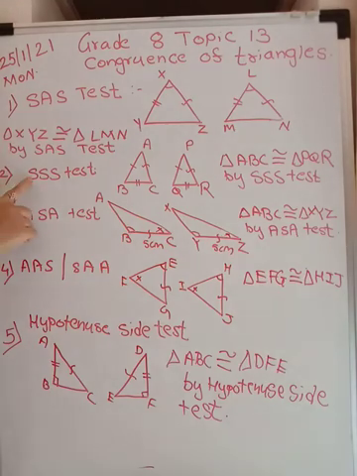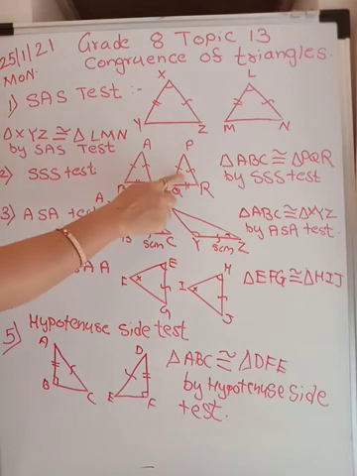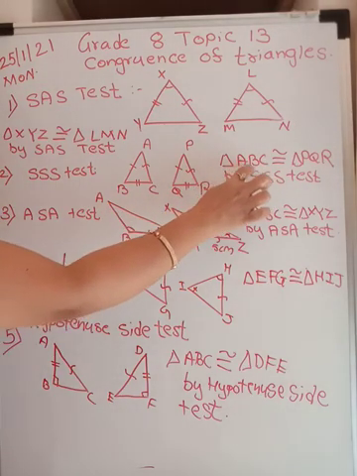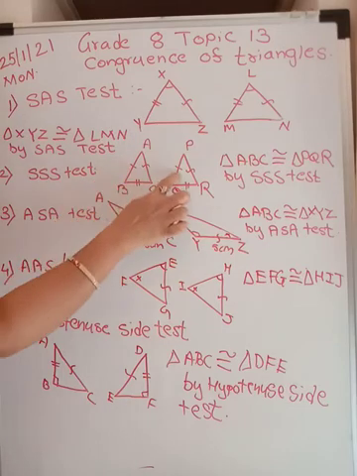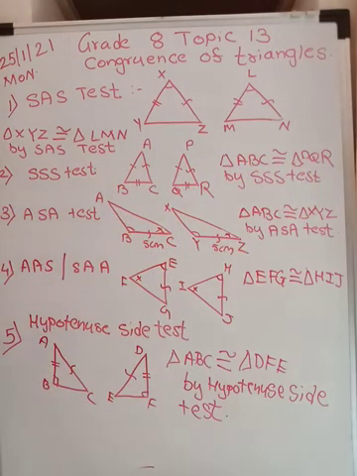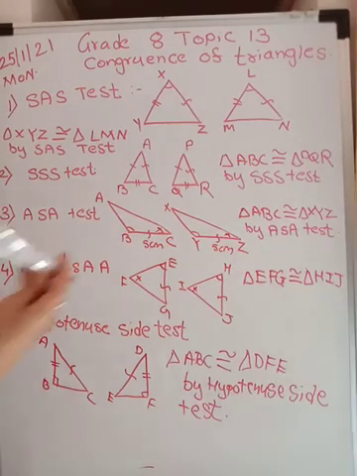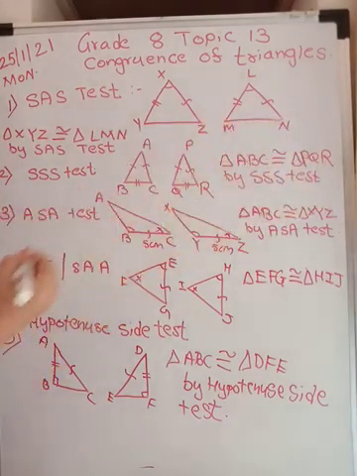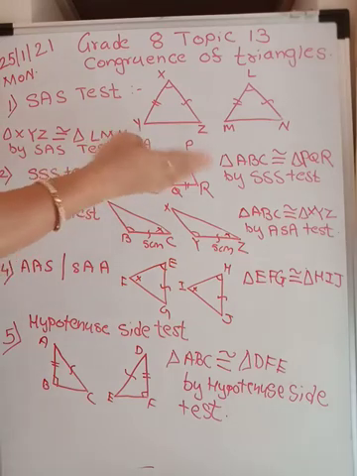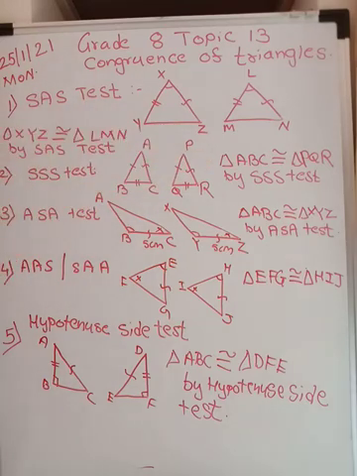Let's go for second, SSS test. Very easy. All three sides of a triangle are correspondingly equal to all other three sides of the triangle. Now see the way of writing. One-to-one correspondence should match. If I am writing ABC, AB should go with PQ. So here also I have written first PQ. Are you understanding me? Please see that you maintain one-to-one correspondence as we have seen earlier. So when three sides are all equal with the other three sides of the triangle, the two are congruent.